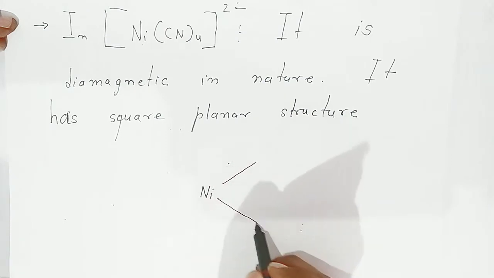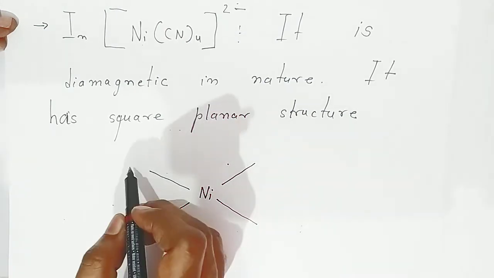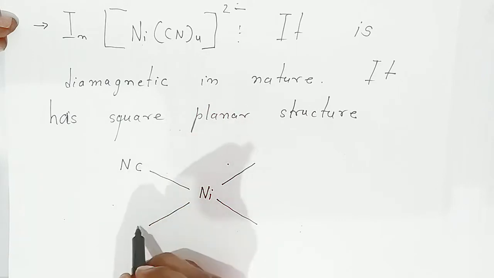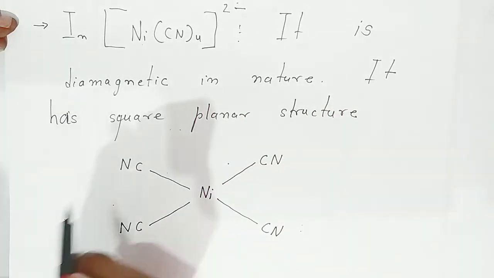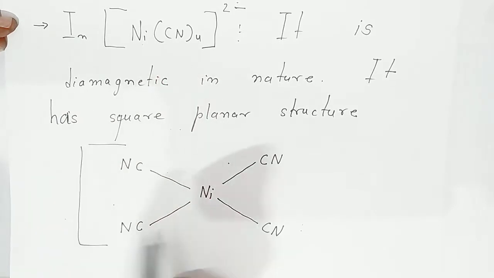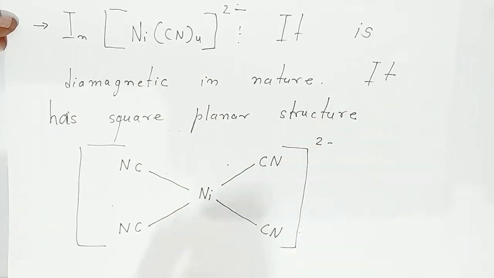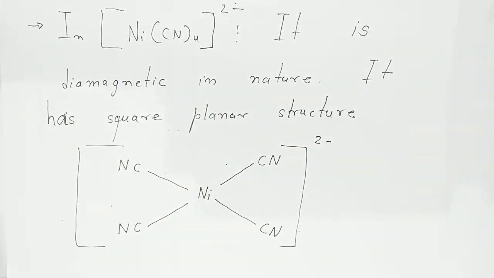Now this way you have to make the square. These are the cyanide ligands. Carbon of the cyanides is donating electrons to the nickel, and it is forming what? Nickel 2 minus complex. Understand, students? This is the structure of nickel tetracyanide.